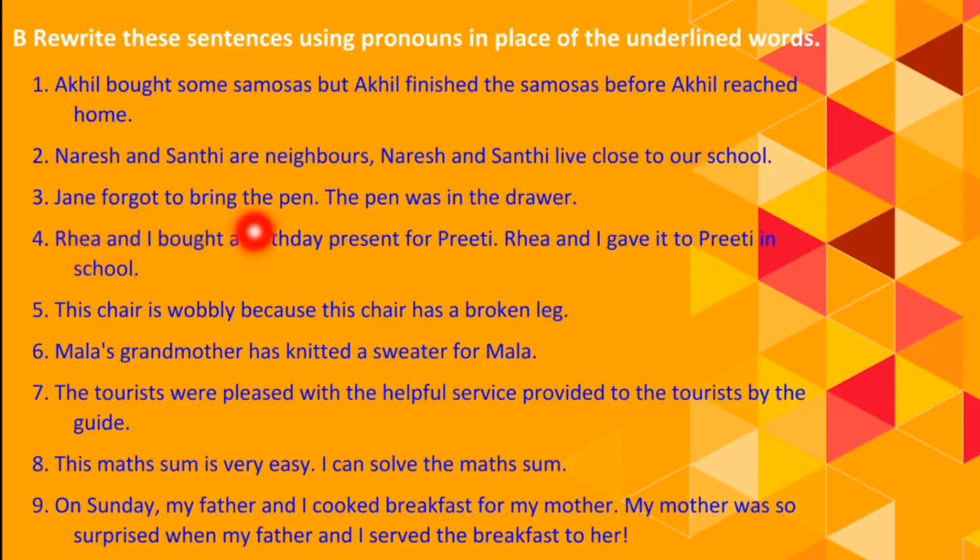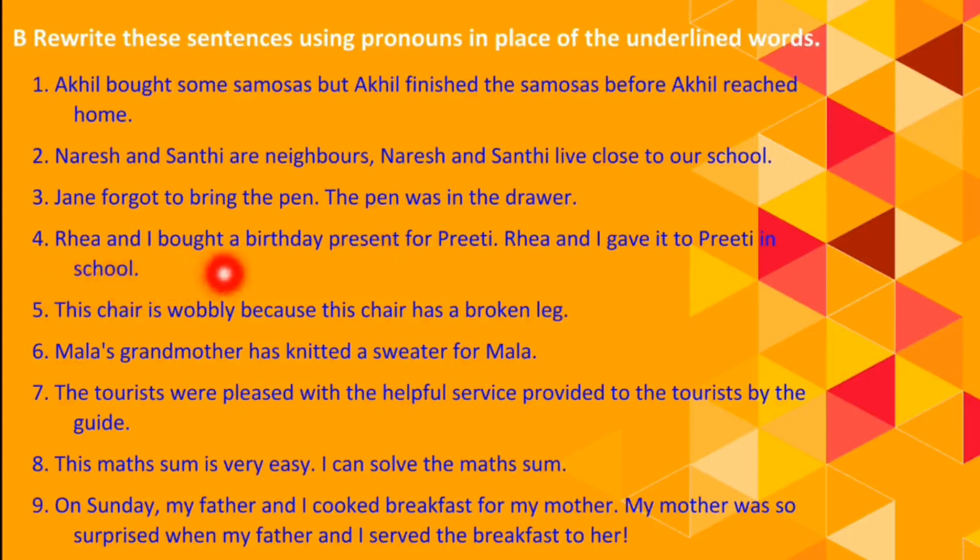Jane forgot to bring the pen. The pen was in the drawer. Jane forgot to bring the pen, and the underlined words are the pen, right? So we have to replace the words the pen. Jane forgot to bring the pen. It was in the drawer. The pen is a non-living thing, so we can use the word it. The pen is the name of a thing, and the word it is a pronoun which you can use for things.